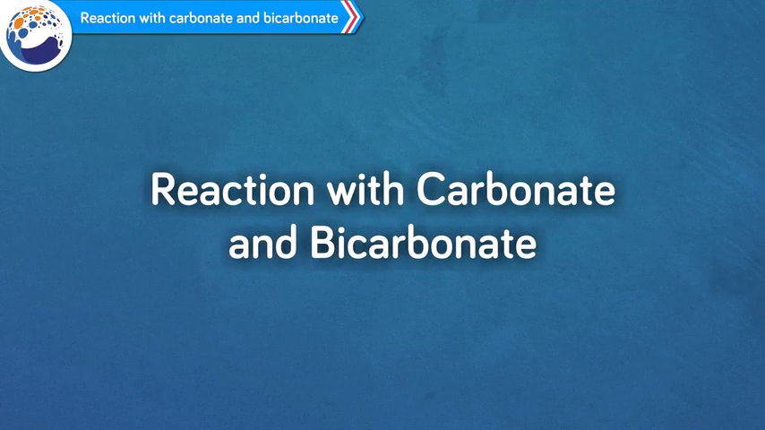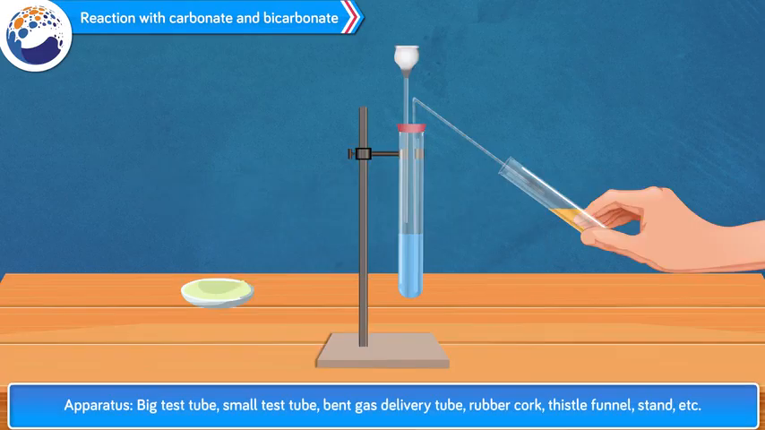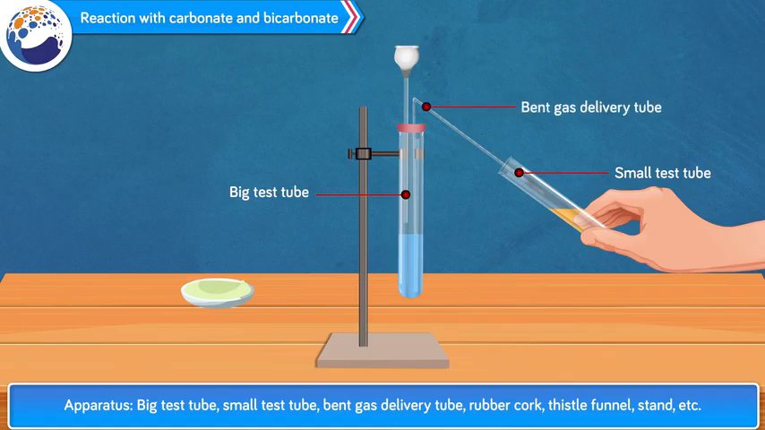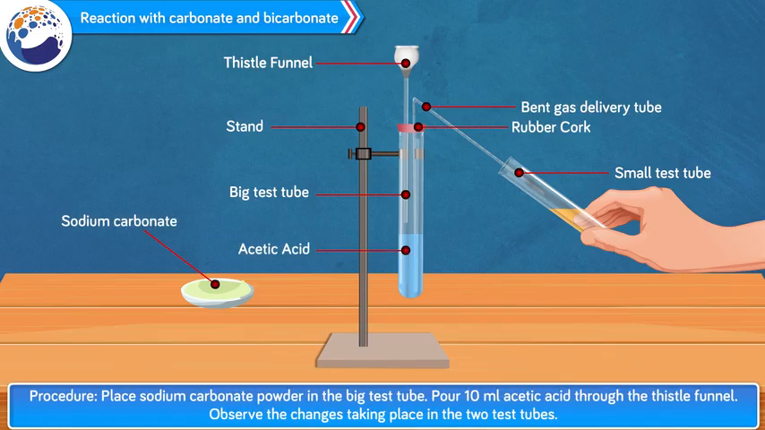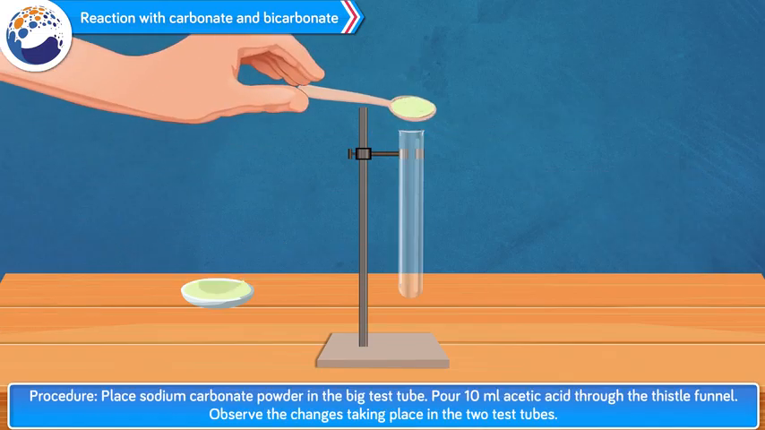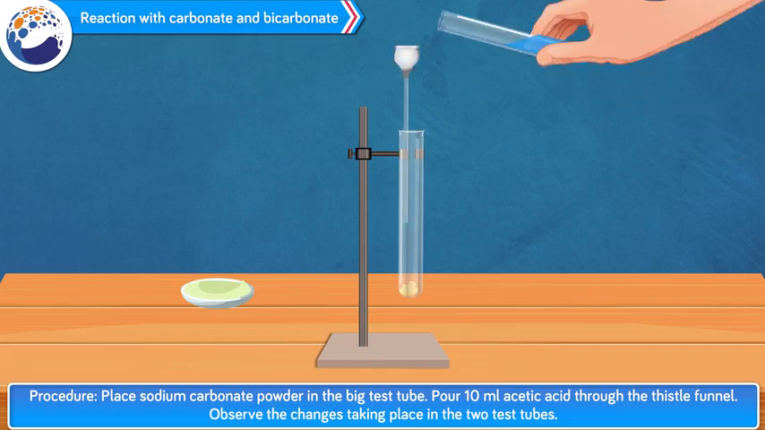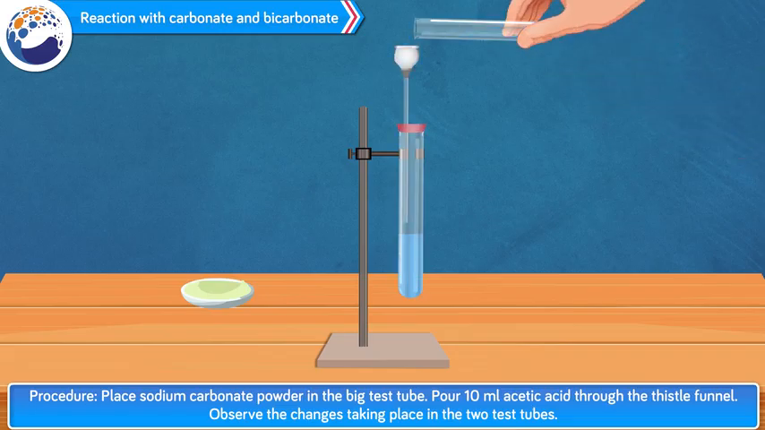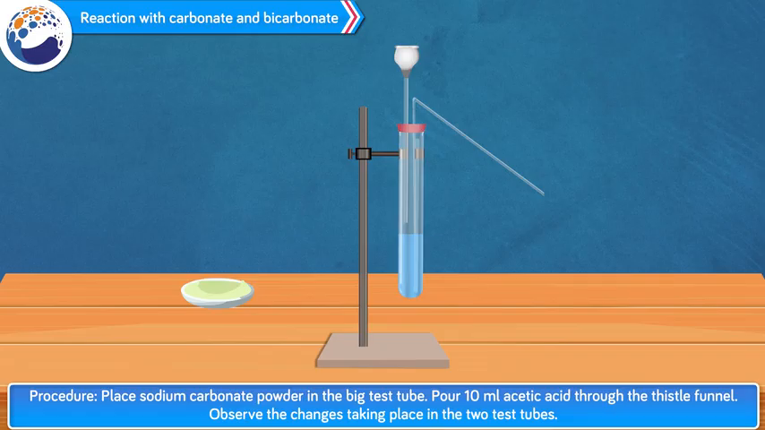Reaction with carbonate and bicarbonate. Apparatus: big test tube, small test tube, bent gas delivery tube, rubber cork, thistle funnel, stand, etc. Procedure: place sodium carbonate powder in the big test tube. Pour 10 ml acetic acid through the thistle funnel. Observe the changes taking place in the two test tubes.